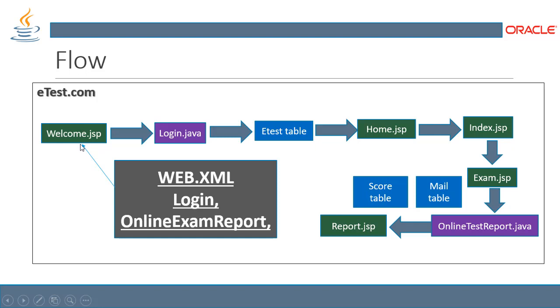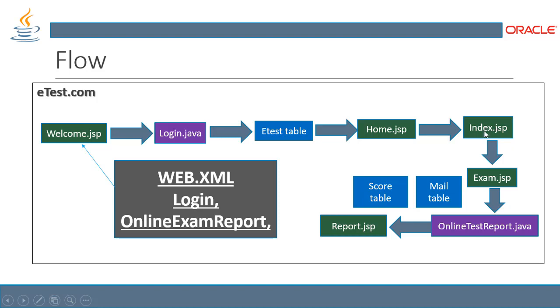Welcome.jsp will ask the user to put in the user ID and password to authorize the user. Once Welcome.jsp is passed, the ID and password will go to the login.java servlet. From there it will authorize, get the username and password, and verify against the database table called etest. Once the user ID and password are authorized through the servlet and your database, it goes to home.jsp.